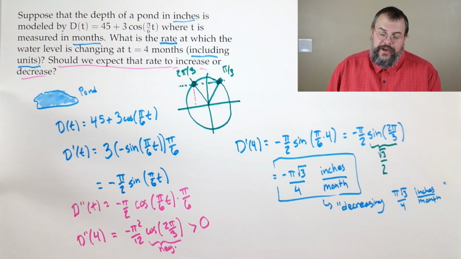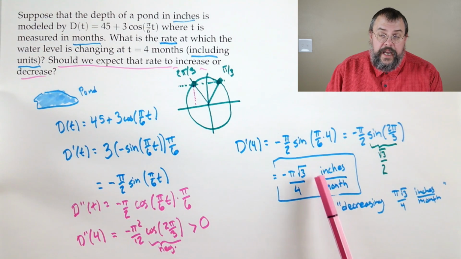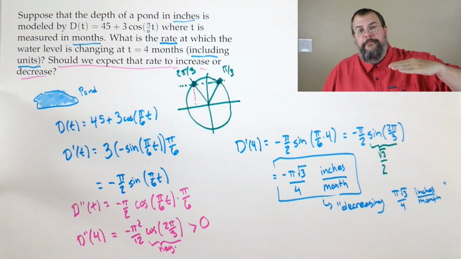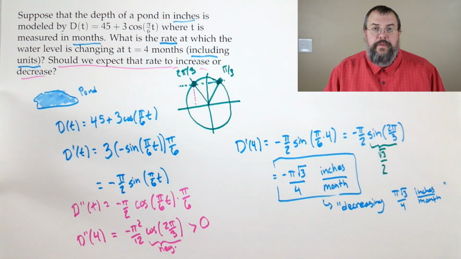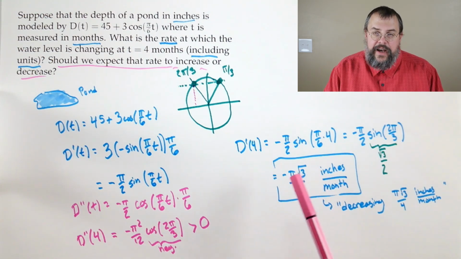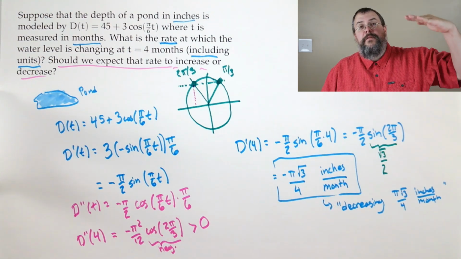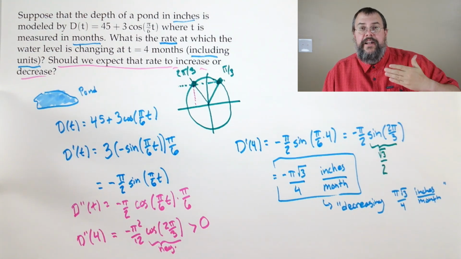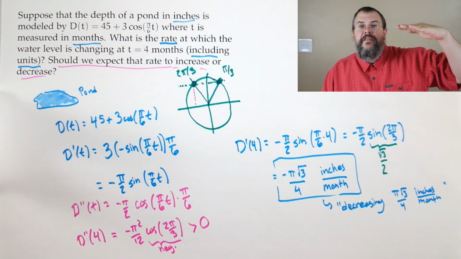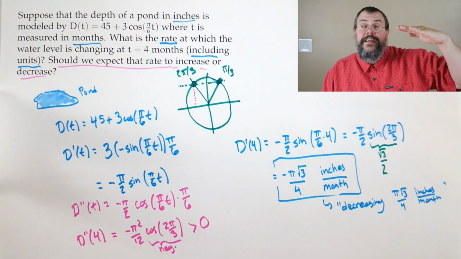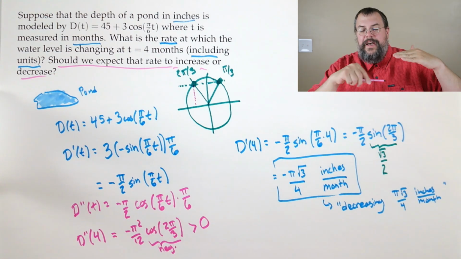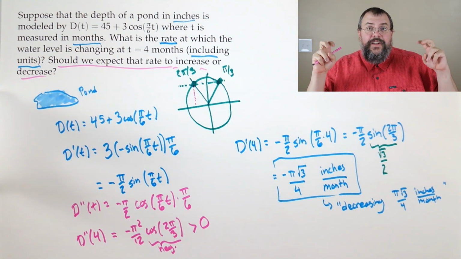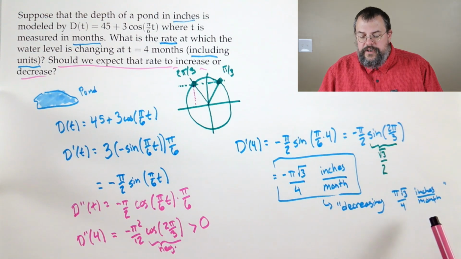Here's the problem. We currently have a negative rate for how the water level is changing. So the water level is going down. So when we say that the second derivative is positive, what's going to happen is that this negative value will still be negative, but it'll be less negative. In other words, however much it's dropping, it's going to be dropping less. So by that idea, we could say, well, the rate is increasing. But of course, because of the fact that we have different signs, it gets confusing. If we were to think about it phrased as decreasing pi root 3 over 4 inches per month.